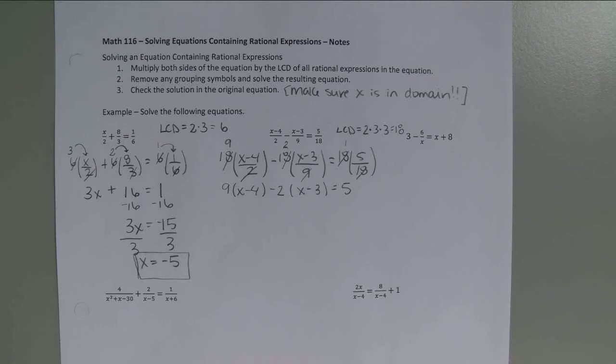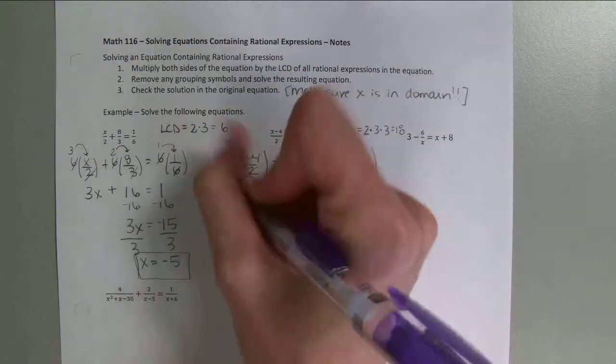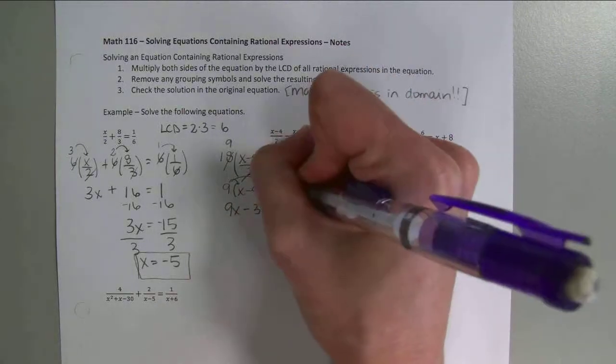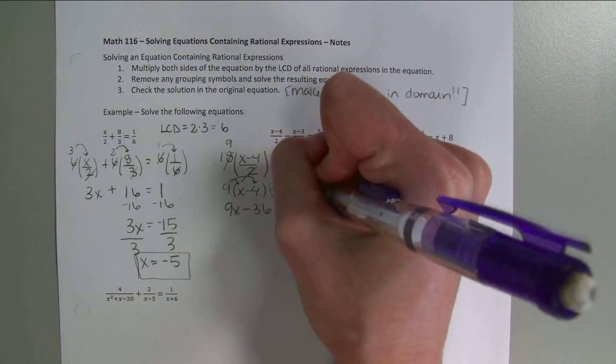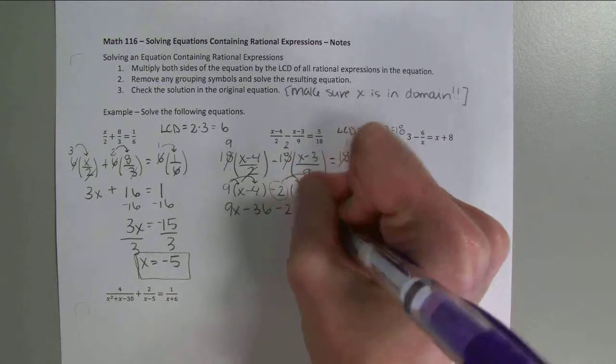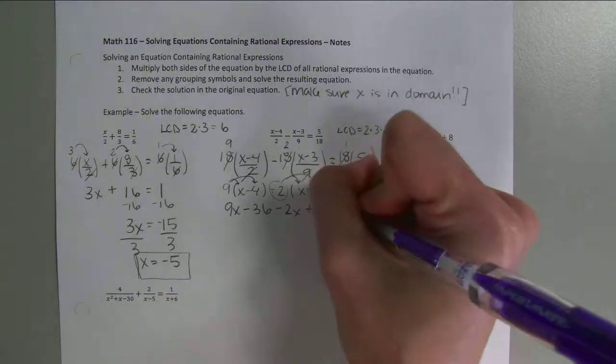What's the next move we need to do before we start isolating things? Get rid of those parentheses, right? So we're going to distribute the 9 in here and here. So what do we have? 9x minus 36. And then take the negative with you, so that will be a minus 2x plus 6, because the negative 2 times the negative 3 will give you a positive 6, equals 5.